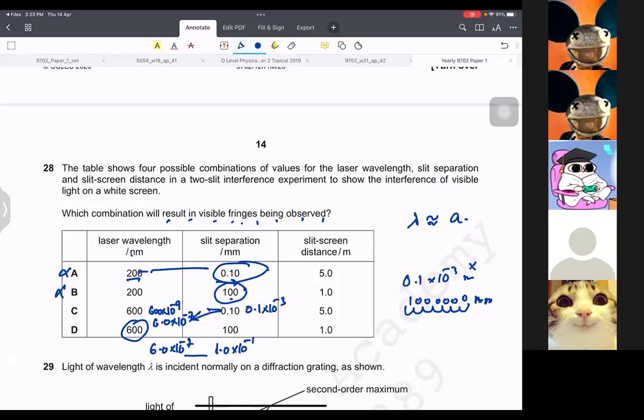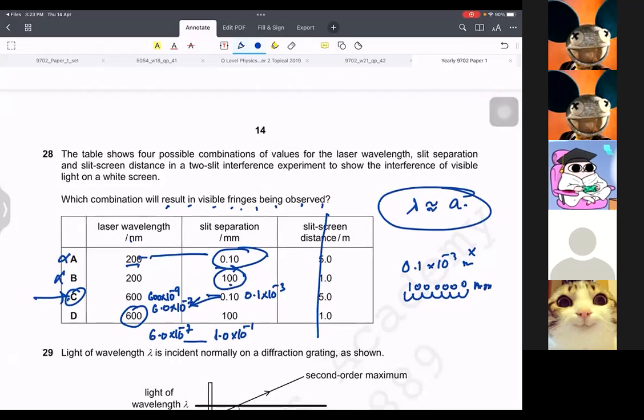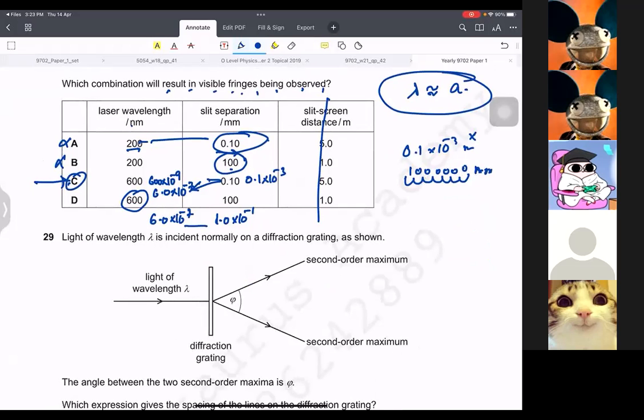So the closest one that I can feel is this one. See, this column is irrelevant. Distance between screen doesn't matter. So it has to be C for all facts, because the wavelength should be closer to it, and this is the only part that makes that.